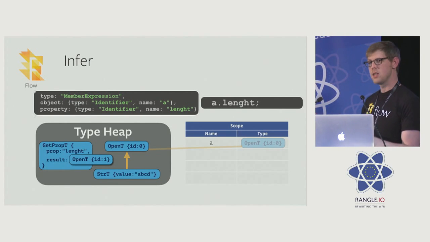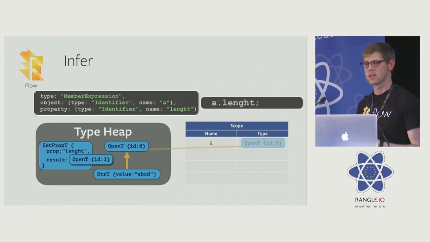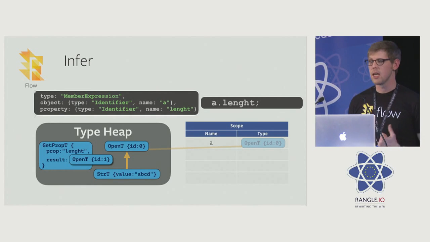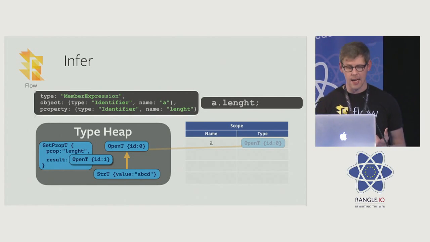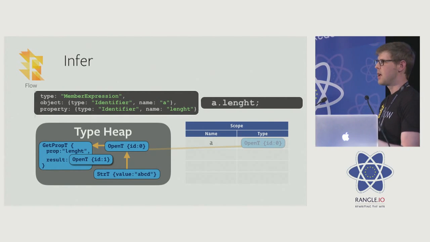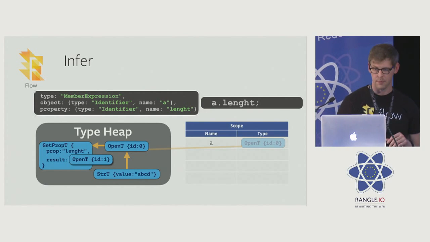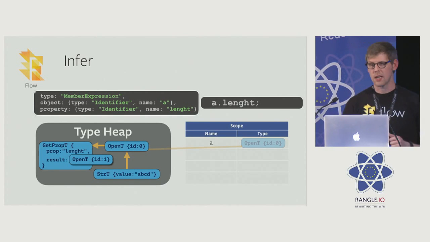So A is flowing into a property access action. That's the way we think about this. So all we need to do here is create a flow constraint between A, which is represented by OpenT0, and the action getPropT. OK? So at this point, we have exhausted our AST.